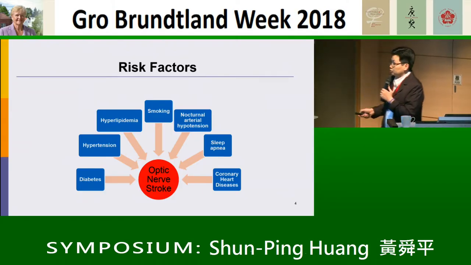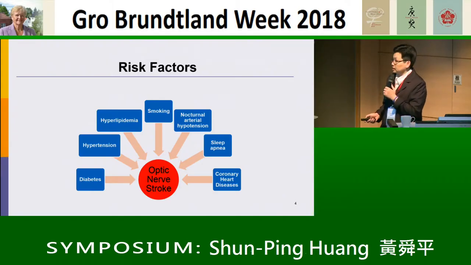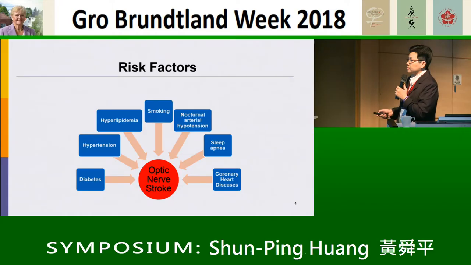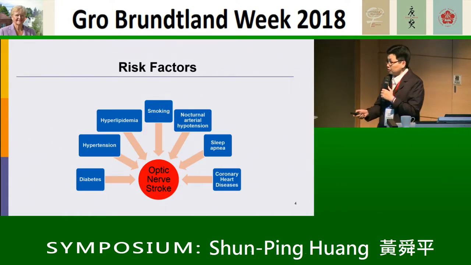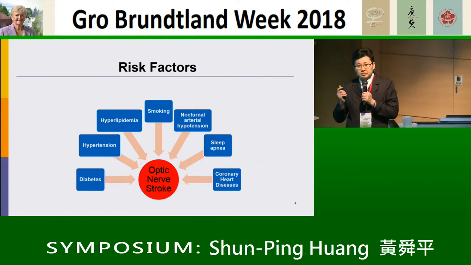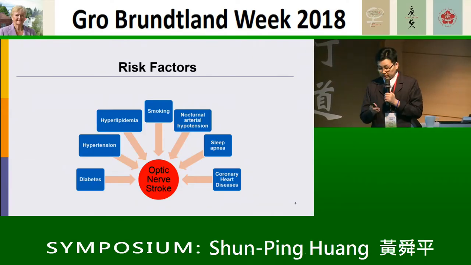So what are the risk factors of NAION? Usually it's systemic disease, such as diabetes, hypertension, hyperlipidemia, smoking, and also coronary heart disease. Do you see those risk factors look really familiar? They are almost the same as the risk factors for stroke.